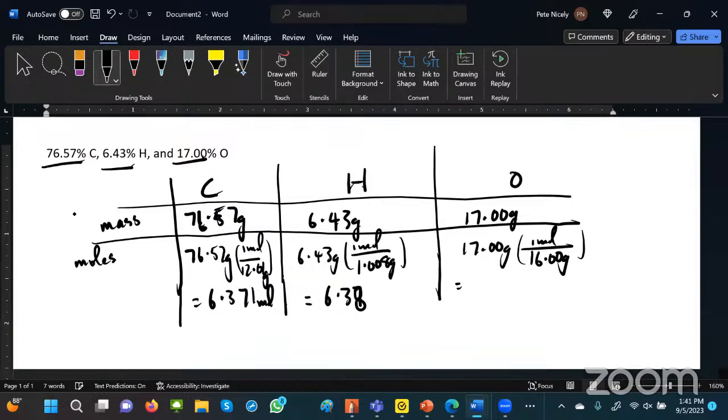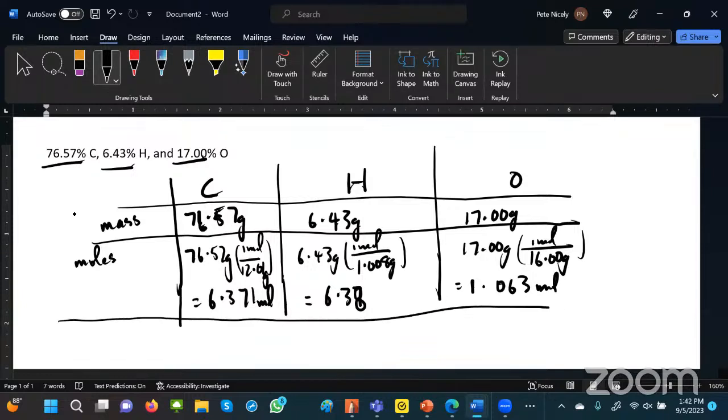All right. And then in the case of oxygen, I'll divide 17 by 16. And according to my calculations, this works out to be equal to 1.0, how many sig figs? 4 sig figs. So that'll be 1.063 moles, all right? So that's how we calculate the moles. We divide each of the mass values by their respective molar mass. The next step is to find the simplest ratio.